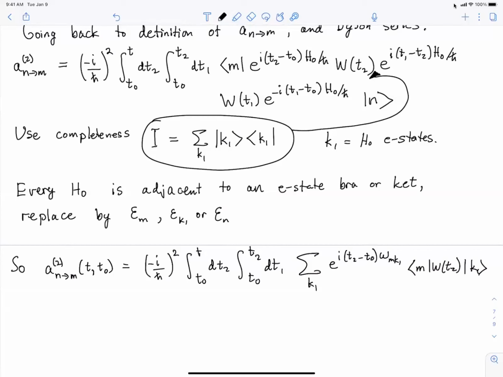Okay, then we have another phase factor, and really I could put this phase factor wherever I want. It's a number now, it's not an operator. So this is K1N, but I'm leaving it there because that's where it started. So it's just a useful mnemonic. And then we have K1 W of T1, N.